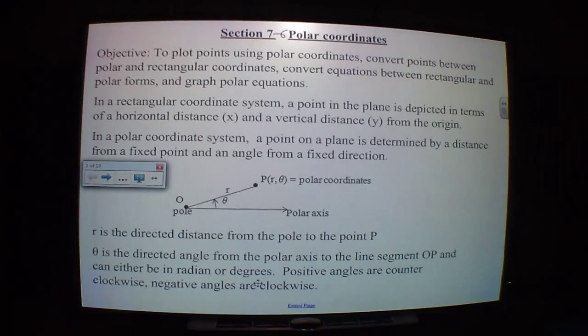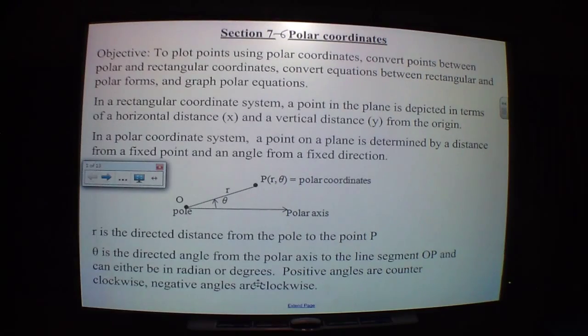Section 7.6, polar coordinates. We're going to plot points using polar coordinates. We're going to convert points between polar and rectangular coordinates. We're going to convert equations between rectangular and polar forms. And we're going to graph polar equations.